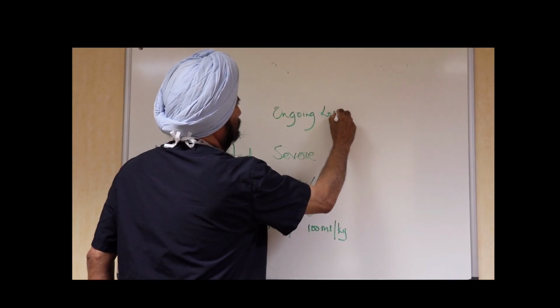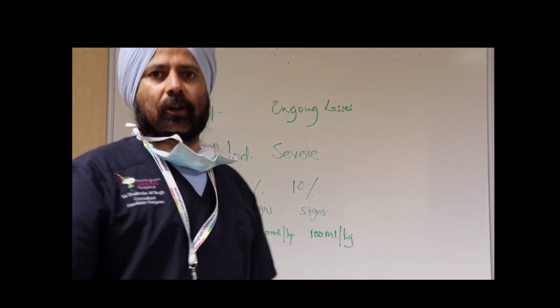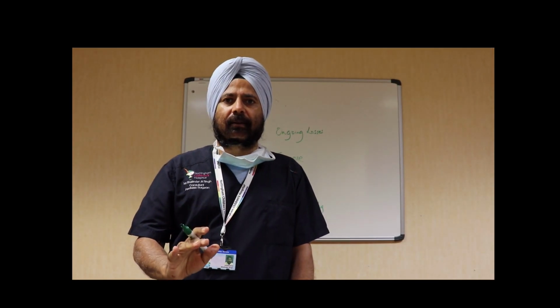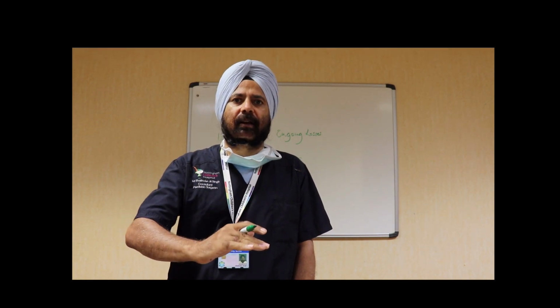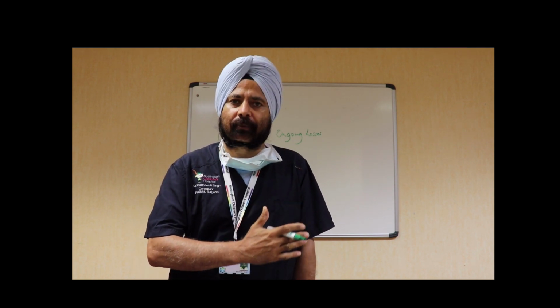In other words, the losses which are happening currently as the child is under your treatment, and you have to replace them. Now it could be in the form of diarrhea which is continuing, it could be third spacing from the peritonitis which is continuing, it could be hemorrhage from the spleen which is continuing, or it could be a nasogastric tube which you have inserted and there are a lot of losses coming through the nasogastric tube, or they might come with some ileostomy issues and the ileostomy is pouring a lot of losses. So these are ongoing losses.